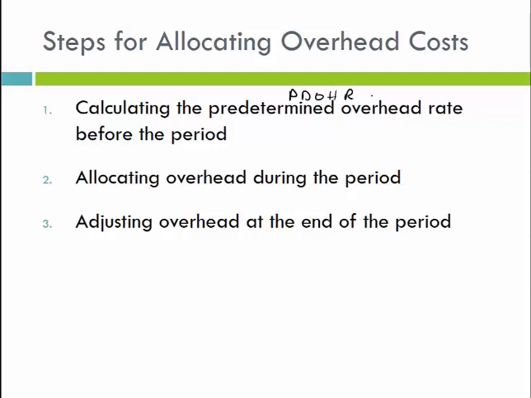Then once we come up with that rate, and I'll show you how we do that, as we go throughout the year, we'll allocate that to the jobs based on that predetermined overhead rate. And then at the same time that's happening, we're also calculating the actual overhead as we pay the bills and buy the materials and pay the janitor and all those types of things. And then we go ahead at the end and we compare what we actually allocated to the jobs versus what our actual was, and we adjust for the difference. So that's the process we're going to go through now.